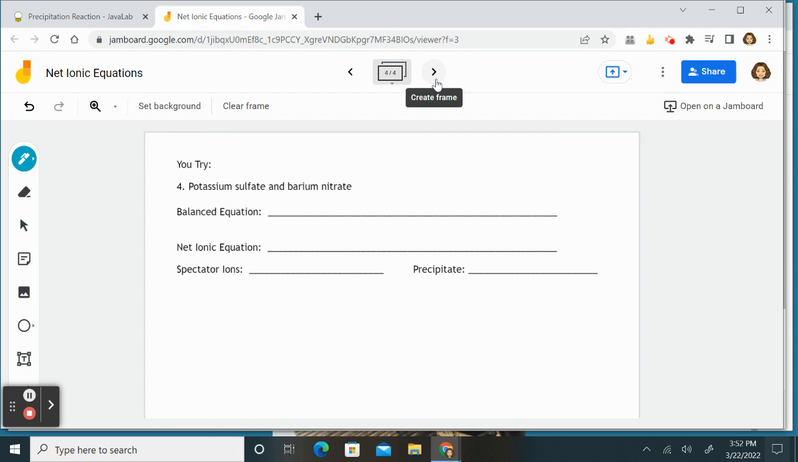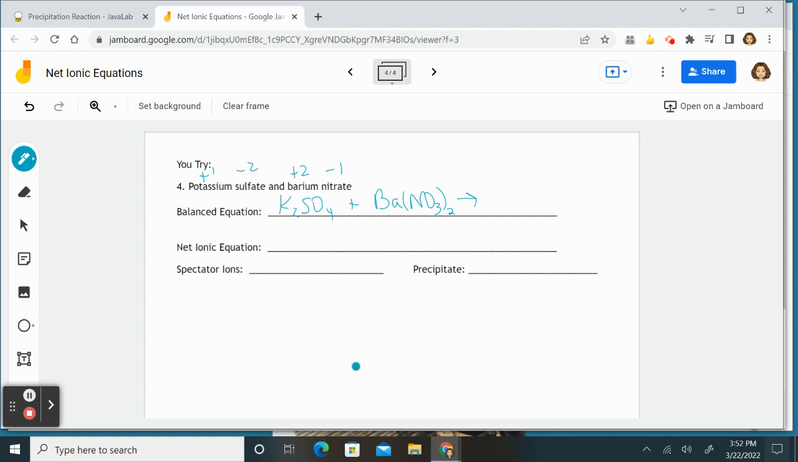All right, so let's look at one more. Potassium sulfate and barium nitrate. So again, potassium is plus 1, sulfate is minus 2, so we get K2SO4. And then barium is in group 2, so it's plus 2. Nitrate's minus 1, so we get Ba, and then NO3, 2.